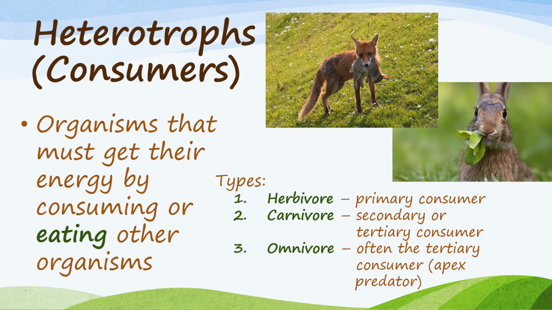Often these omnivores become what we call our apex, or our top predators. Things like bears and humans, we're apex predators, and we're also omnivores.